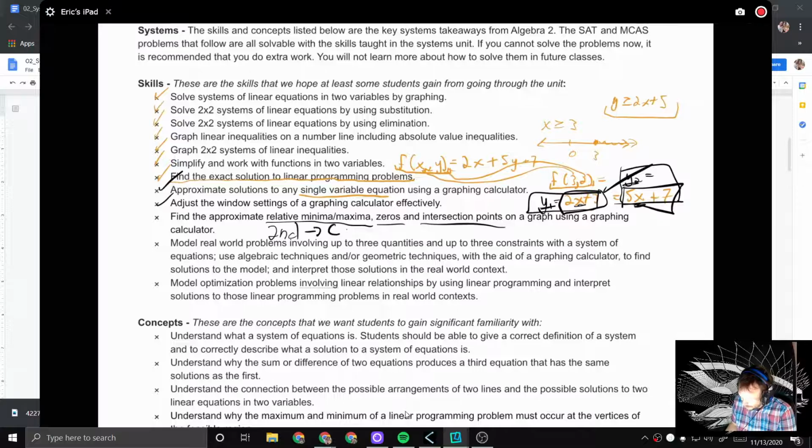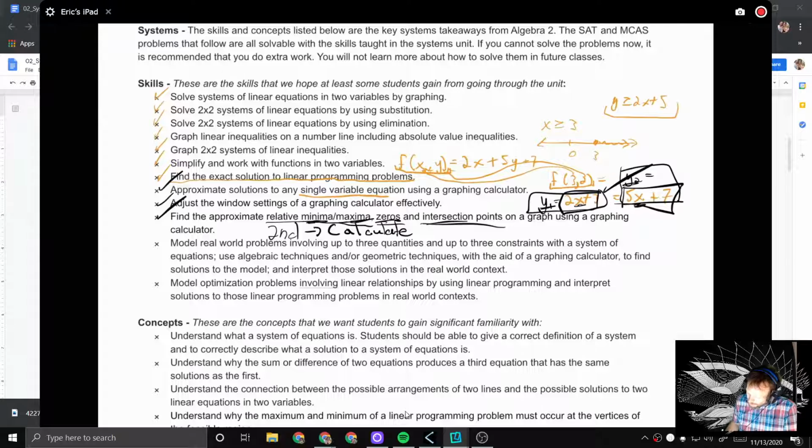You have the options to do this. For each of those: zero, minimum, maximum, and intersection. All four of those options are in the calculate menu when you hit the second button and then the trace key on your calculator. Left bound, right bound, all of that stuff. Make sure you practice that.